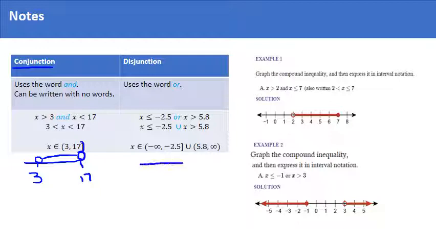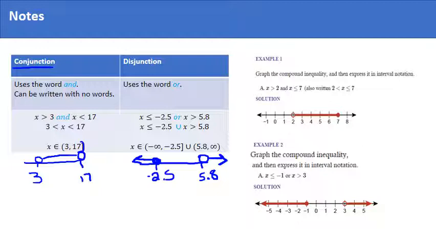And then if it's a disjunction, which means here's your negative 2.5 and then here's your 5.8. So at negative 2.5 we have a colored in circle because you have the equal sign right there. And it's all numbers less than. And then at 5.8 we have an open circle because it does not include the 5.8 and it goes greater than. So notice a disjunction uses the word or because they are not connected.